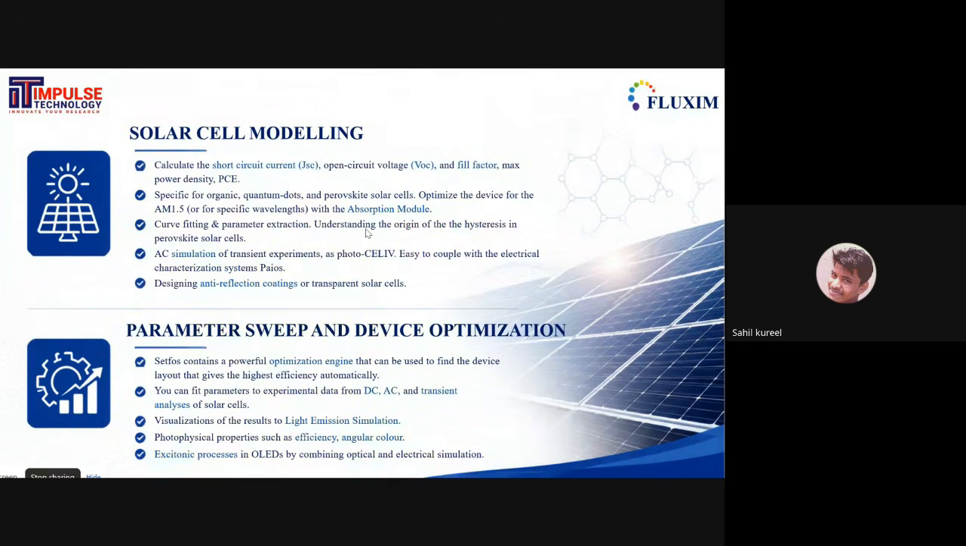Understanding the origin of hysteresis in perovskite solar cells, AC simulation, transient experiments, photo-CELIV, easy coupling with electrical characterization with the system, designing anti-reflection coatings or transparent solar cells. So for solar cell modeling, these are some of the things I've given. If you want to shift your parameter within a fixed range or fixed target, you can do that. You can also extract your parameters using the optimization tabs.